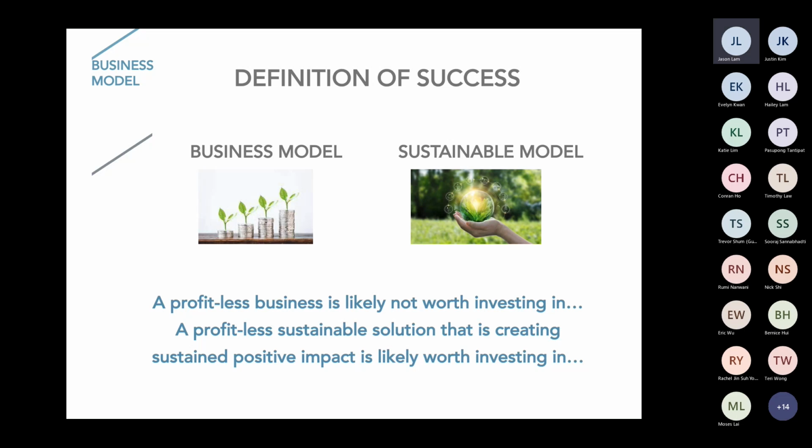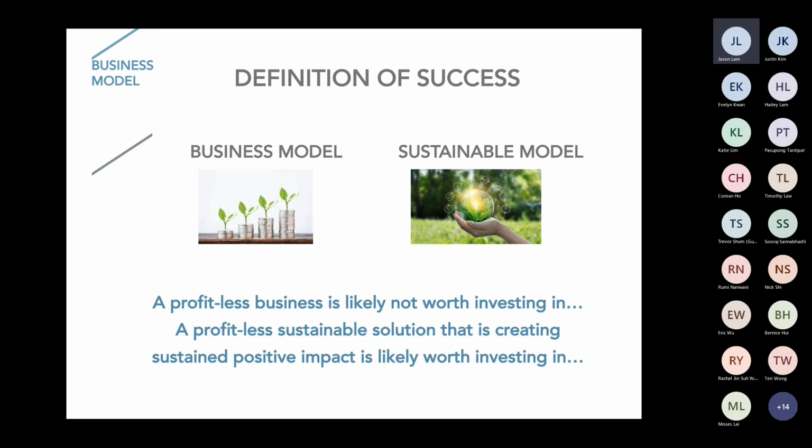So, business model. Normally, for any pitch, everyone will try to understand how I'm going to make money, because a profitless business is likely not worth investing in. But from an SDG framework perspective, that could be very different, because a profitless, sustainable solution that is creating sustained positive impact is very likely worth investing in. So understanding what the end goal is will drive what the business model and solution look like.